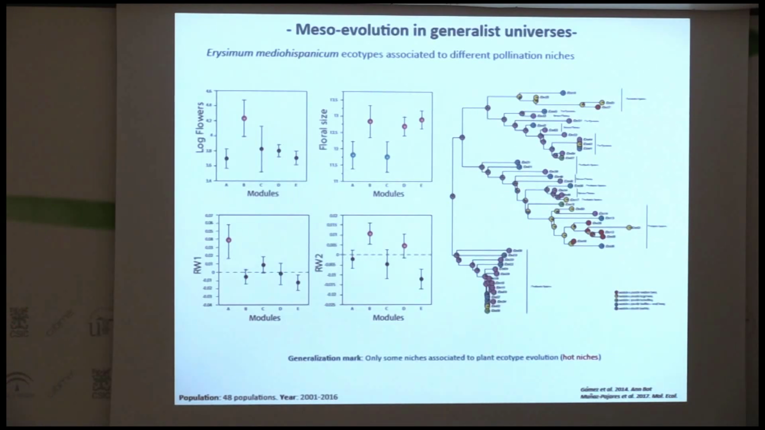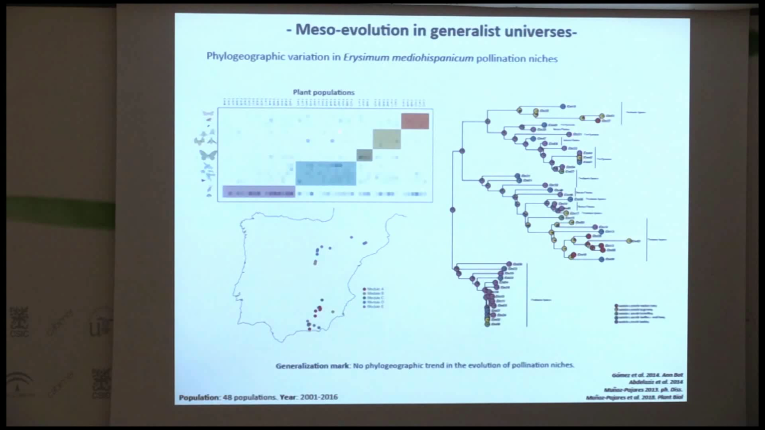But what really happens here is that only some niches are associated with plant ecotype evolution. These are something that we are starting to call the hot niches. In this case, the niche that was mostly associated with the evolution of ecotypes was this one, composed mostly of long-tongued large bees, like for example anthophorid bees.